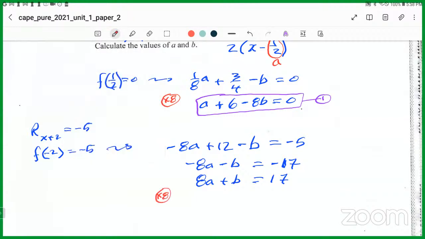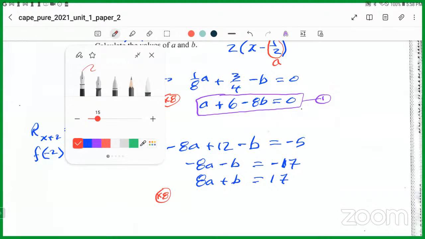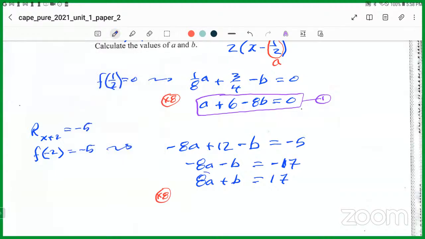I'm solving those two equations simultaneously. It becomes 64a. This is supposed to be a plus, right? Plus 8b equals, this times 8 is how much? 8 times 17 is how much? 136. Yeah, that's all right. 136.